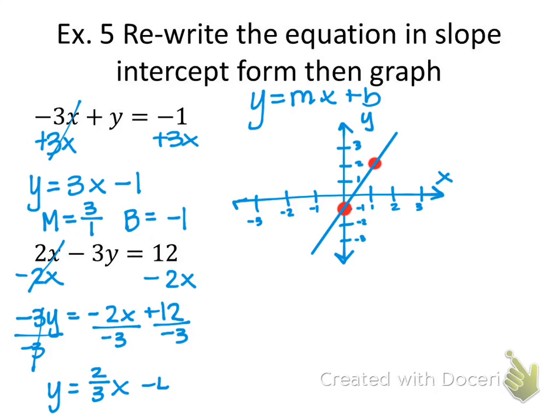Negative 4. Okay, let's label m and b. What is my m of this equation? 2/3. It's already in rise over run. What's my b? Negative 4. Okay, let's graph this.